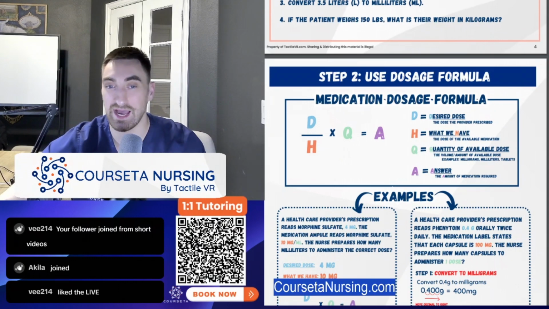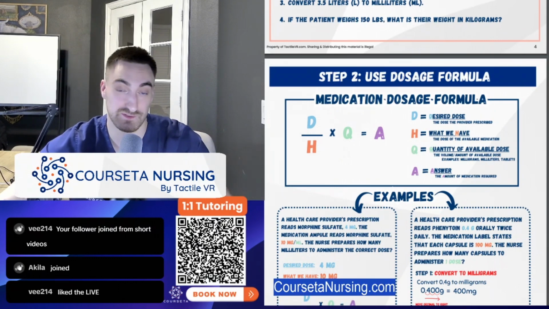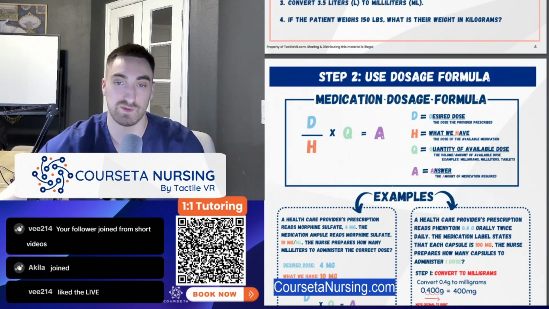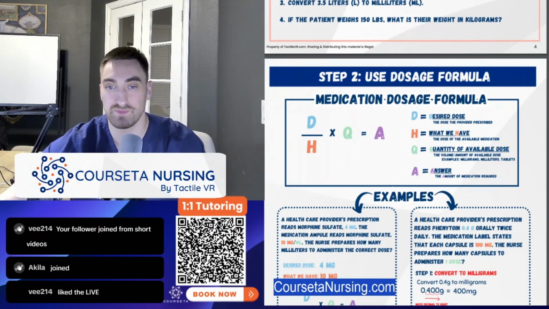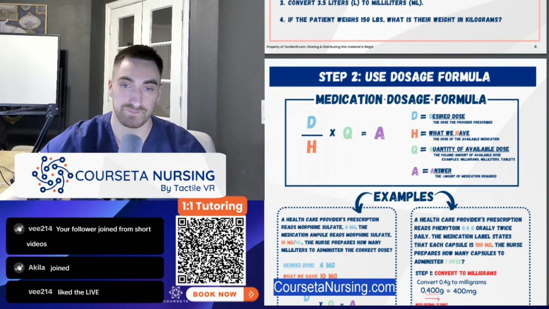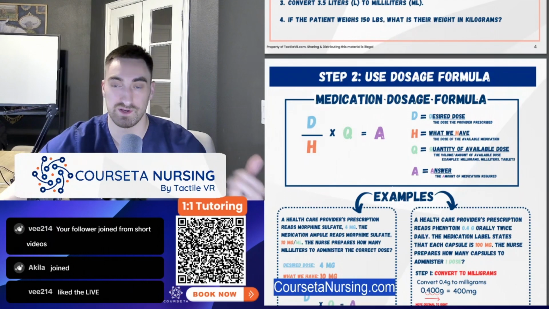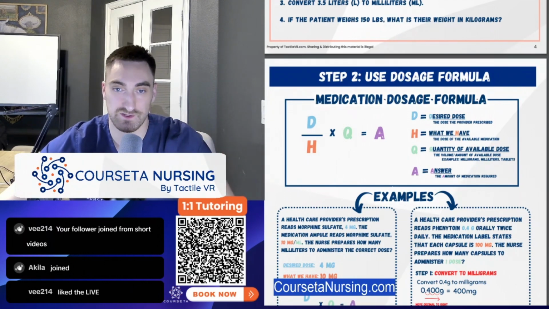H is what we have. Have starts with H. So what do you have? That's the dose that you actually have available in your unit. If you went to the medication dispensary machine, that is what you would be able to pull out. You'd always, of course, want to compare what they actually want as the desired dose. What are you going to give them versus what do you have? All right, so it's always D over H times Q.